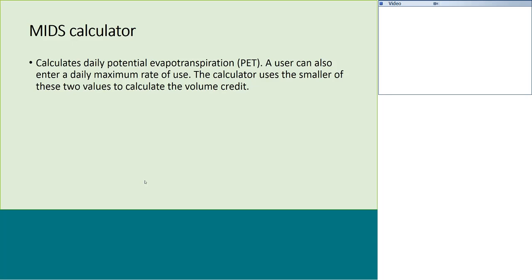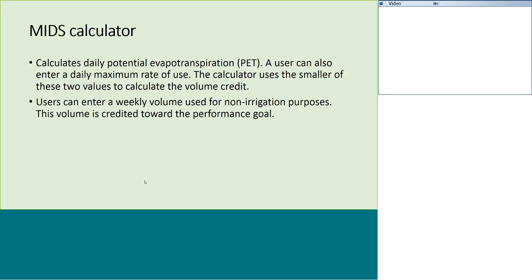If you recall, for those of you who have used this BMP in the calculator, you used to put in a weekly rate of application for irrigation. We have modified that now. You can still put in a weekly rate, but also the calculator now calculates daily potential evapotranspiration, and so it compares the 2 values, the value that you've input versus the PET, and it takes the smaller of those 2 values to calculate the volume credit. So basically what we're saying is you can't put more water on than crop demand.